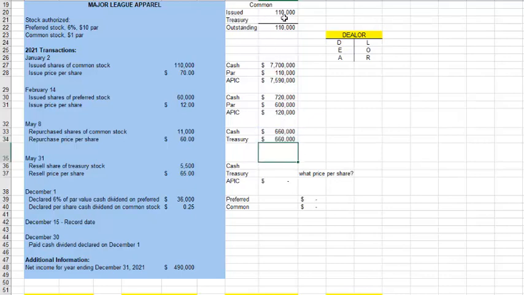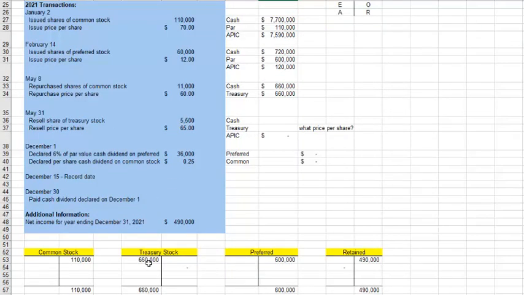Now, let's go ahead and look at what we have outstanding now. We've issued 110,000 back on January 2nd, and now we have treasury stock, which is a contra account, of 11,000. We now have 99,000 shares outstanding. If we paid dividends, we would only pay dividends on the outstanding shares. We do not pay dividends on our treasury shares.